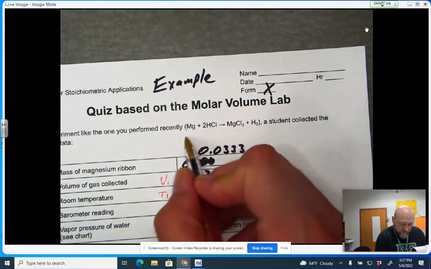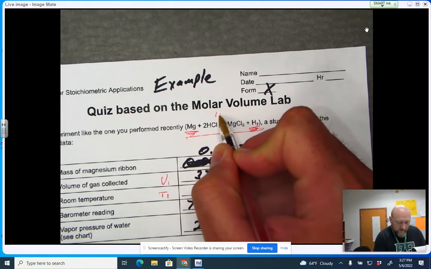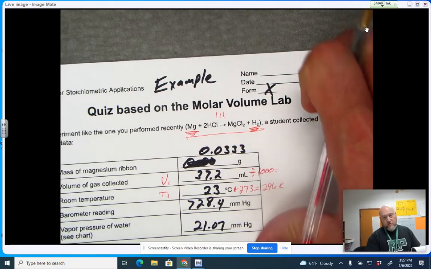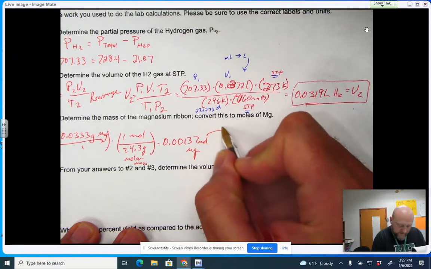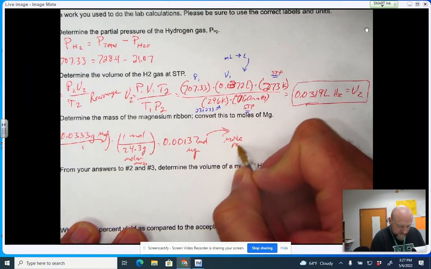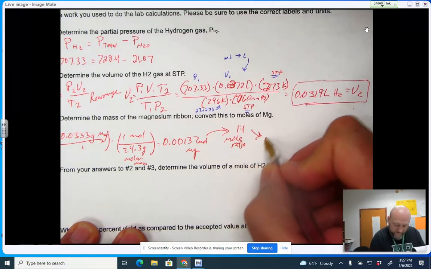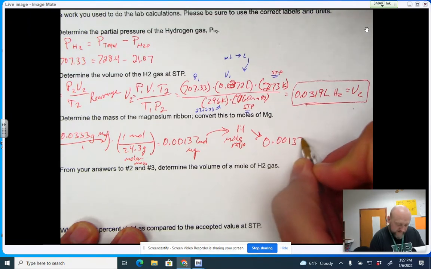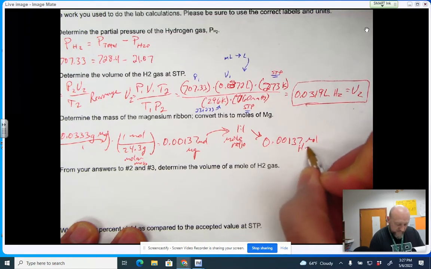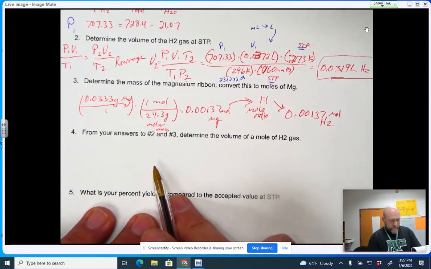Now, that information is good and all, but remember, we're focusing on hydrogen. Well, what do we know about the balanced equation? When we look up here at the balanced equation, we see that magnesium to hydrogen, it's a 1-to-1 mole ratio. So since it's a 1-to-1 mole ratio, we know that that means we have 0.00137 moles of hydrogen. Now, that information is going to be necessary when we get down here to question number 4.